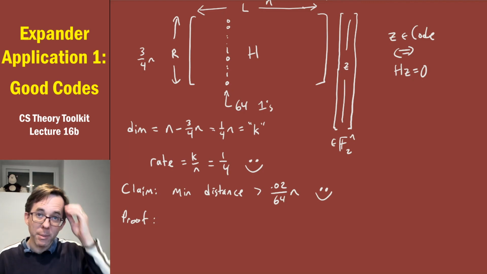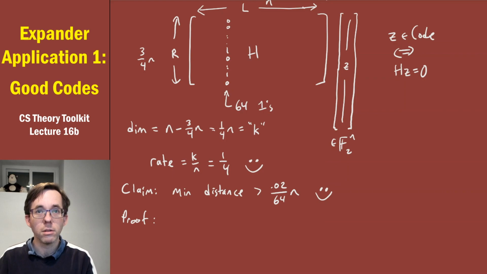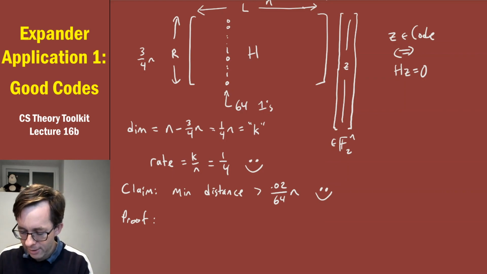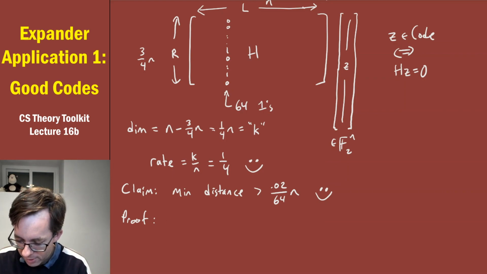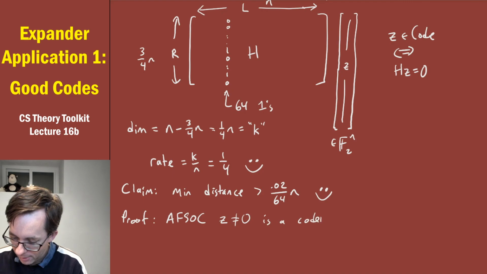Okay, so as I said, the minimum distance in this linear code is the minimum weight of a non-zero code word. So let me just lazily do this by contradiction again. Let's assume for the sake of contradiction that z is an n-bit vector, which is not the 0 vector, and it's a code word, and its Hamming weight is at most this 0.02 over 64 n.